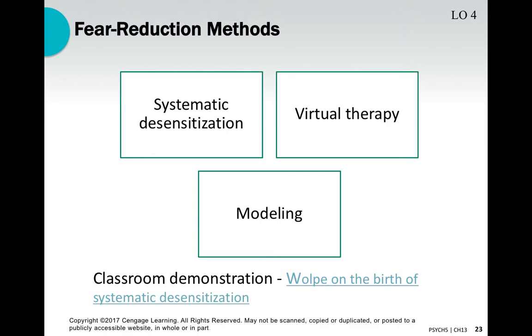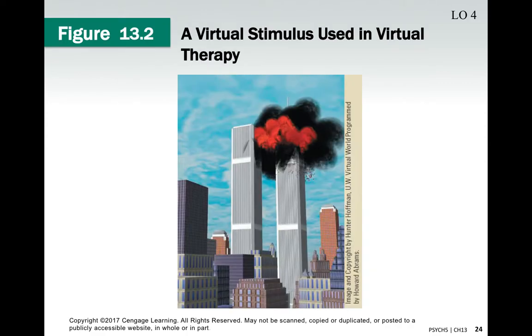We can unlearn it through systematic desensitization, just being exposed to it so much that we get over it. We can watch other people interact with the things that we're afraid of. Like if we watch somebody else hold a spider, maybe it'll make us a little bit less afraid. And then virtual therapy. Again, we saw this in a previous slide. We can't touch a spider or a snake in real life, but if I can touch a virtual snake or spider, maybe that'll slowly help me get over that fear.